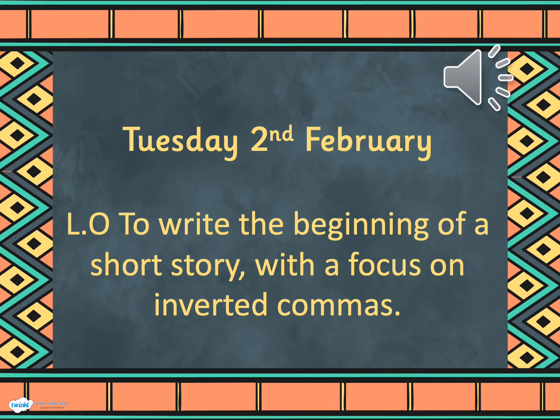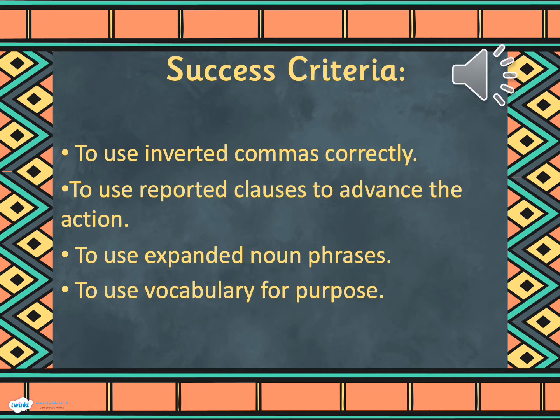So if you move on to the next slide, we'll have a look and just refresh ourselves about our success criteria. So remember, these four things are the things that we're really focusing on this week. The first one is to use inverted commas. The second one is to use reported clauses to advance the action. Remember, we're moving the story forward with what people have said, how they've said it, what they're doing at the time. We're using expanded noun phrases, so using adjectives to describe that noun. And then we're using our vocabulary for purpose.